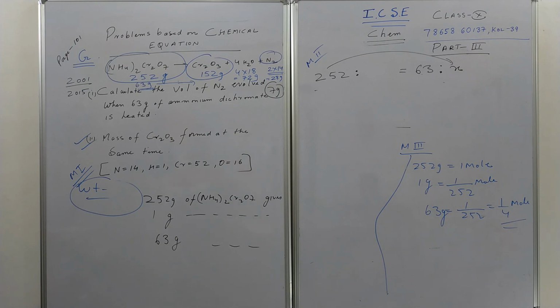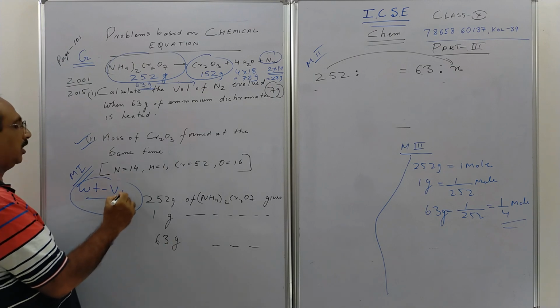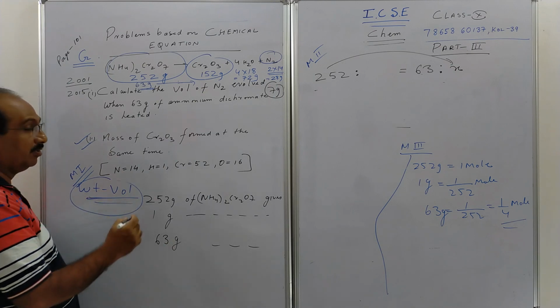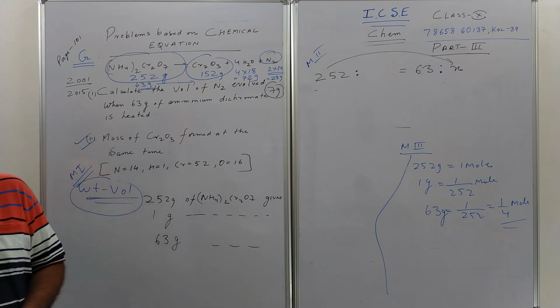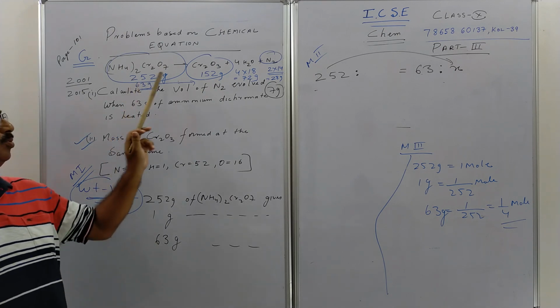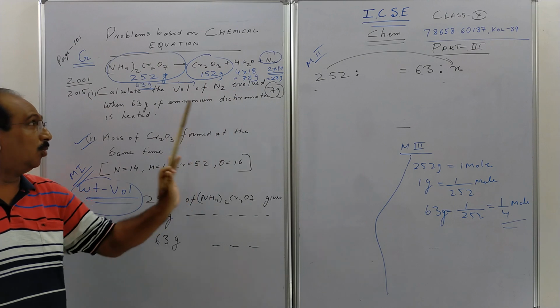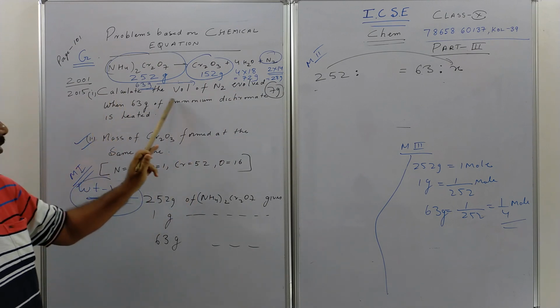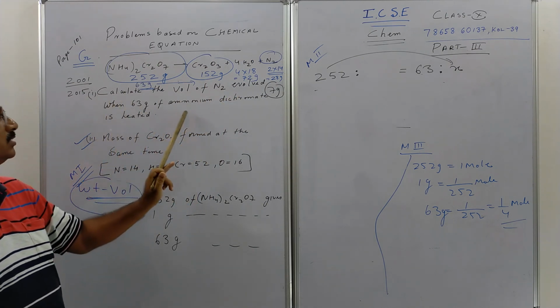Now we see how we get weight volume, children. I told you we have two basic relationships in this chapter. Weight I explained: 252, 152 or 28. Now the first part of the question: calculate the volume of N2 evolved when 63 gram of ammonium dichromate is heated.